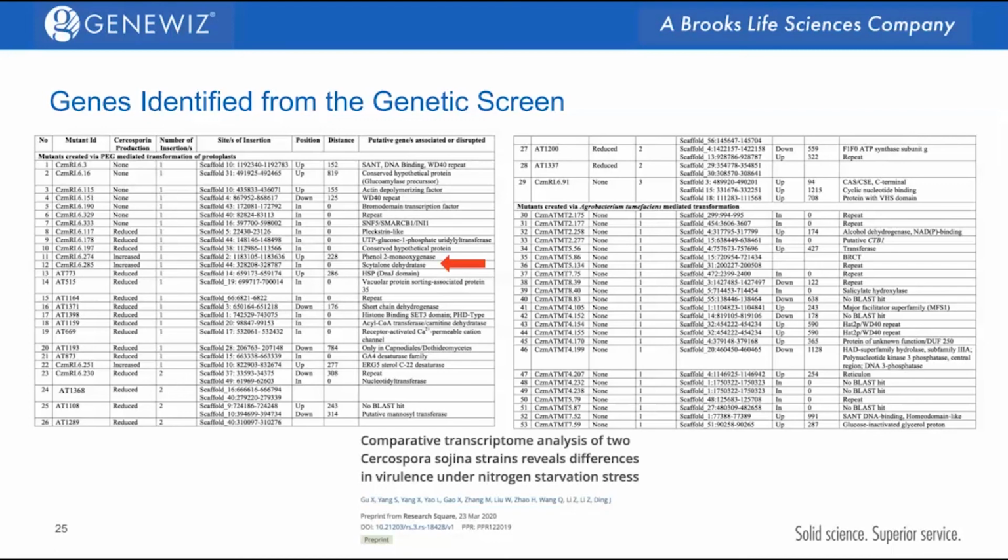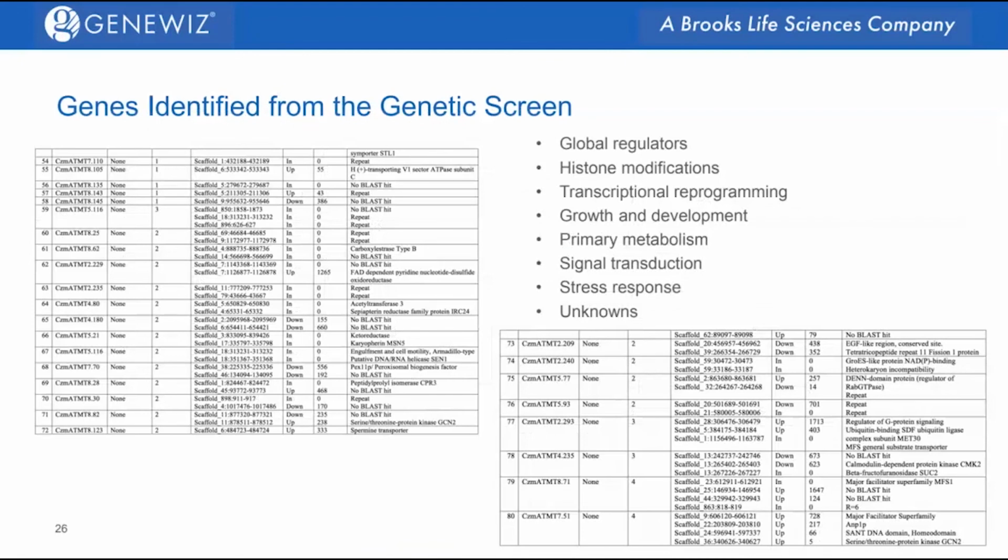So what it shows is that the screen I had done was only on cercosporin production, but these genes could be highly relevant in virulence in other Cercospora species. A lot of the genes that I had identified, I categorized into different groups, and we mostly saw that they were global regulators, histone modifications, transcriptional reprogramming. They were in growth and development, primary metabolism, signal transduction, etc.